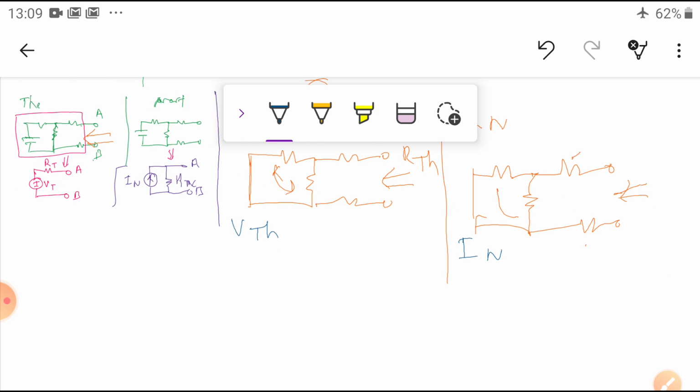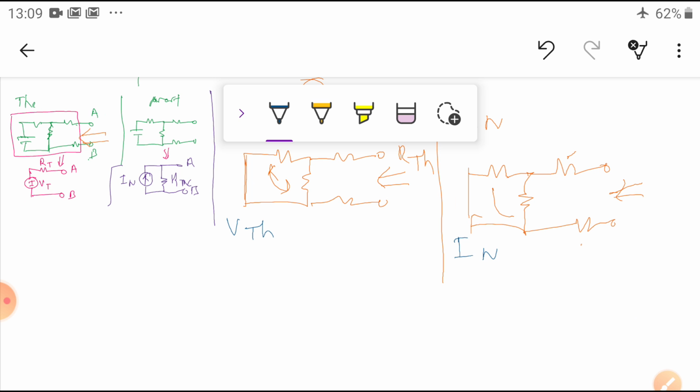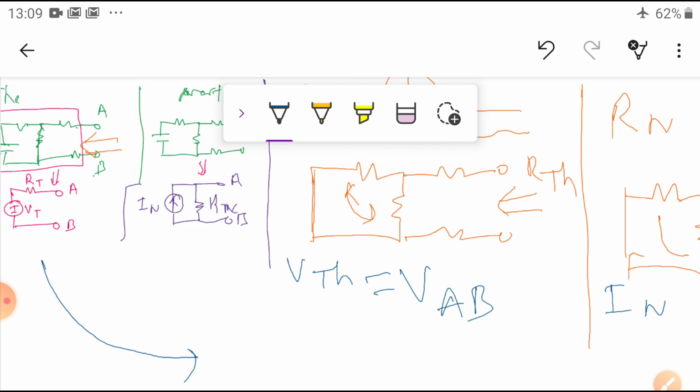Now I am going to do this one, V Thevenin. From this one you can see what happens. By seeing this side, I want to know the voltage across VAB. So how are you going to calculate VAB? Here, with AB removed, I want to know what the voltage is now. Here you can see it.